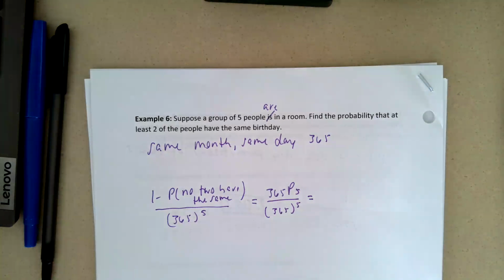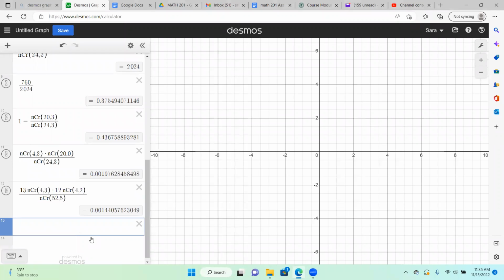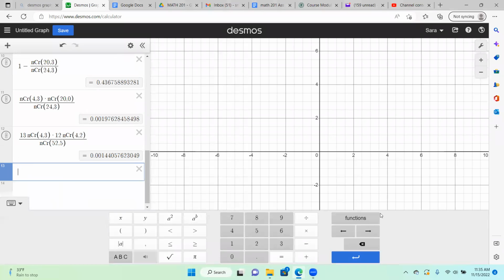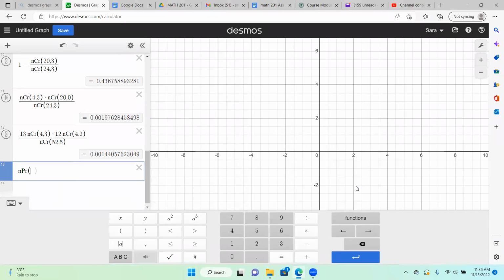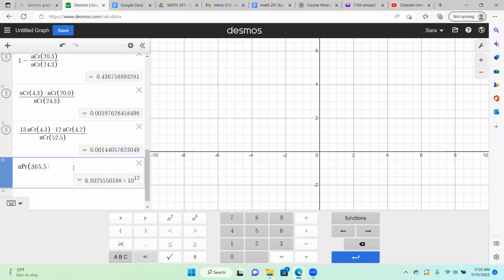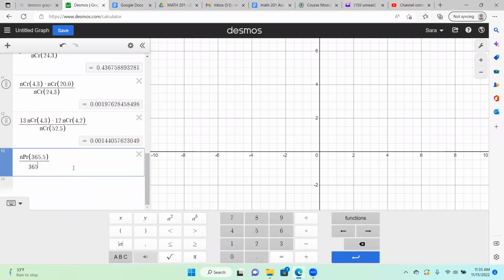So let's show you how that would be typed into Desmos. So we're going to go to our menu into functions, and we haven't really used permutations that much in this lesson. So there's the P. So we have 365, and we're choosing 5 of them. And then we have 365 to the 5th. So the probability is 0.9729.